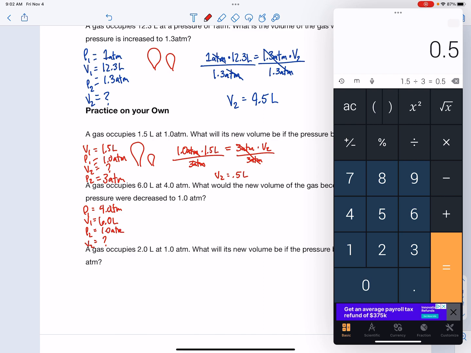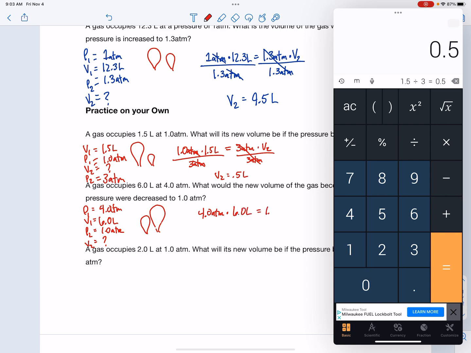So we're going to decrease the pressure. That tells me, here's my balloon I'm starting with. If I decrease the pressure, my volume should go up. Let's see if that's the case. Let's take 4.0 atmospheres times 6.0 liters. That should be equal to 1.0 atmospheres times V2. We're solving for V2. We've got to get that alone, so I'm going to divide both sides by 1 atmosphere. That cancels out over there.